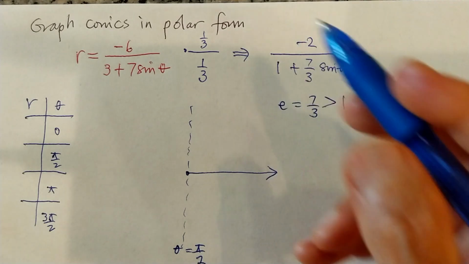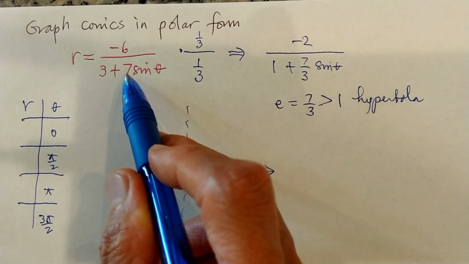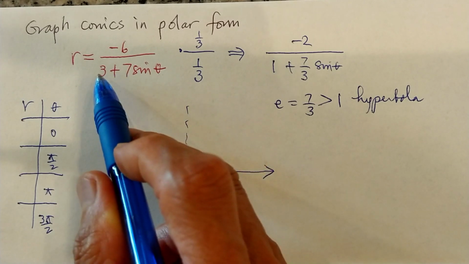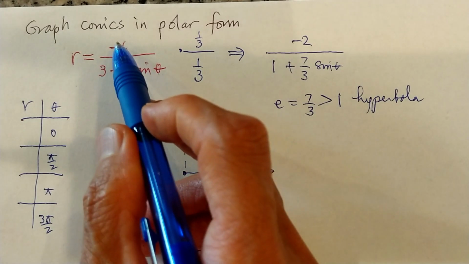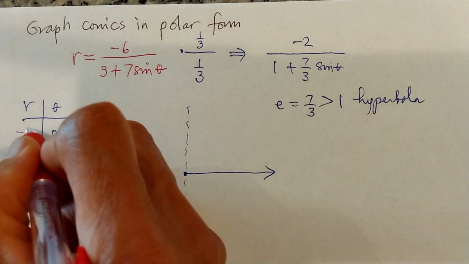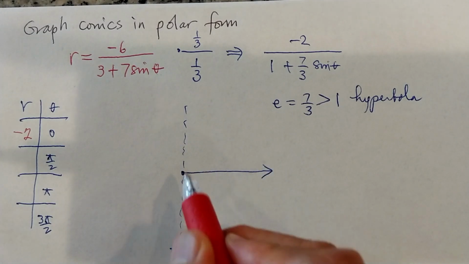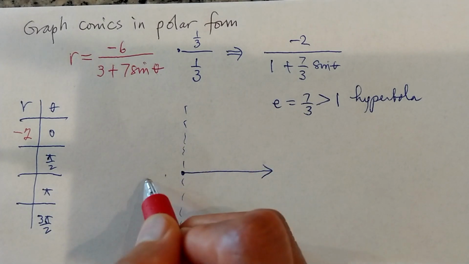Here we go. At 0, sine 0 is 0. 0 times 7 is 0. 0 plus 3 is 3. -6 divided by 3 is -2. So when the angle is 0, the value of r is -2, right here in the extension.